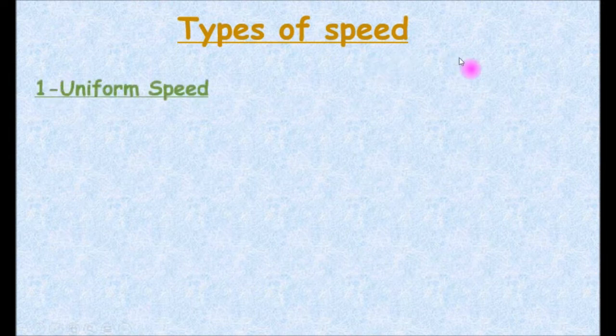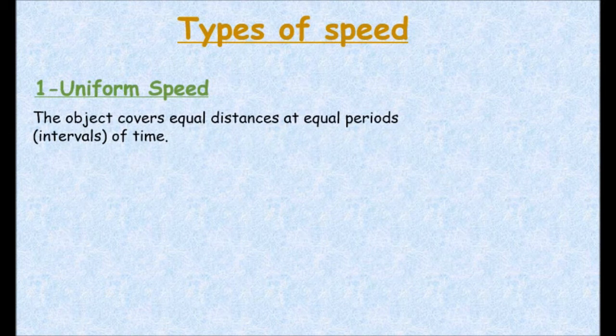Now, let's talk about the types of speed. We have two types of speed. The first type is uniform speed, or regular speed. In uniform speed, the object covers equal distances in equal periods or intervals of time, which means that the body moves by equal distances. If we talk about a car, the car covers 100 meters every 10 seconds. So we can say that the car moves with uniform speed.